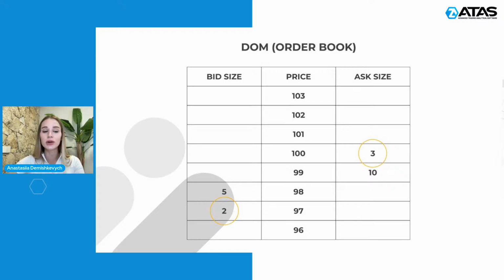Okay, trader number 3 wants to buy 2 contracts at the price of $97 per contract, and another one, trader number 4, wants to sell 3 contracts at the price of $100 per contract. You can already see their limit orders in the depth of market in front of you, but at this point, no one is willing to accept the other's price. So the price stays still, the market does not move.